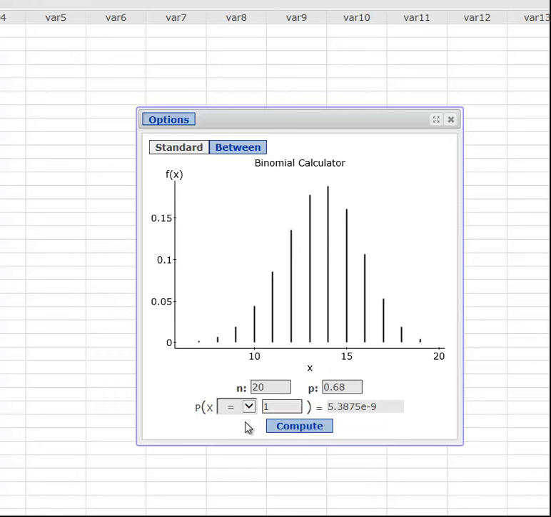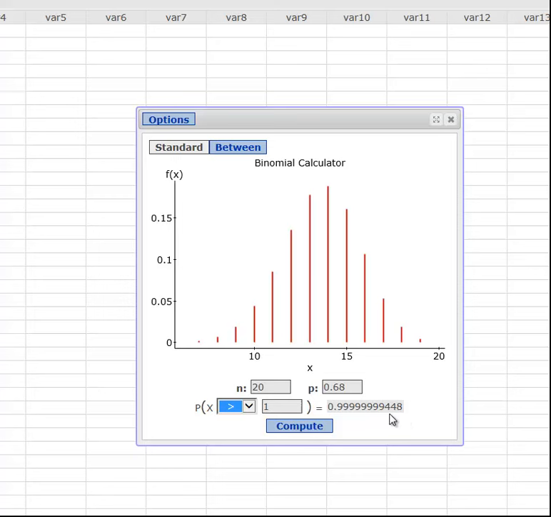The probability that we get more than 1 we can get directly from StatCrunch. I don't have to subtract from 1. I can just put in the probability x is greater than 1. If you recall from the calculator, we got a really high probability, so this should be pretty much the same value that we got from the calculator.